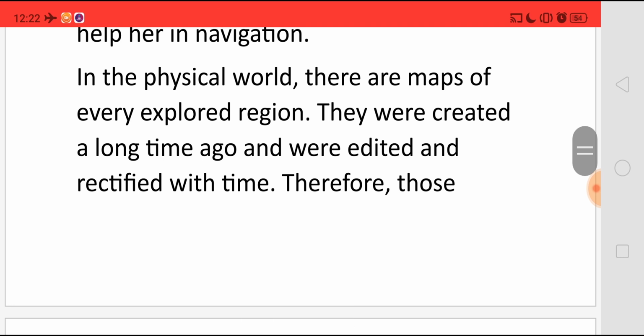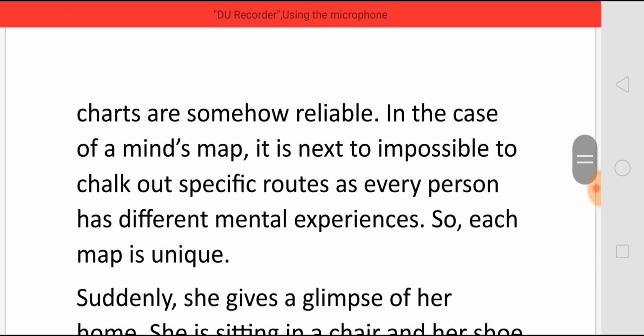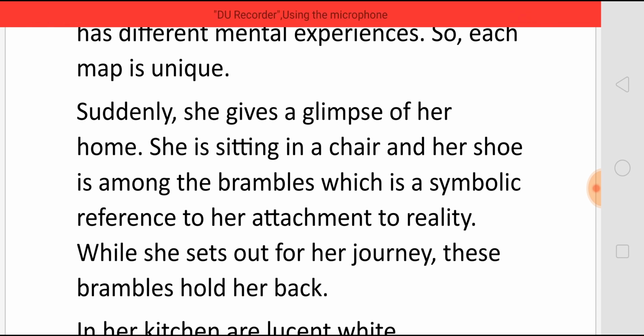In the physical world, we have maps of places which have already been explored, and they were all created long ago. And in spite of being created long ago, they were edited from time to time, and all the mistakes were rectified. Therefore, those who are using the maps can rely on them. But when it comes to the mind's map, it is impossible to say any specific routes because each and every one of us has different mental experiences. So for each and every one, we have a unique map. We cannot follow the other person's map for us. And suddenly she gives a glimpse of a home.